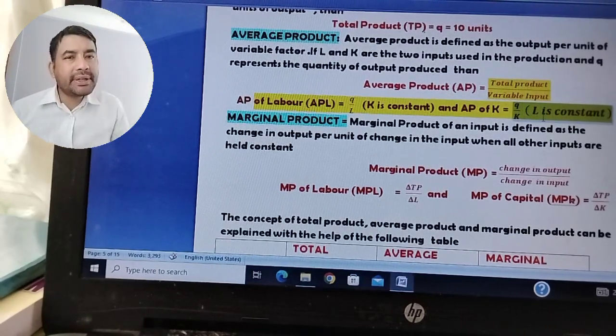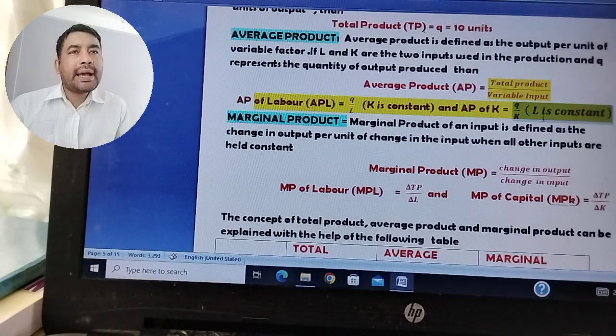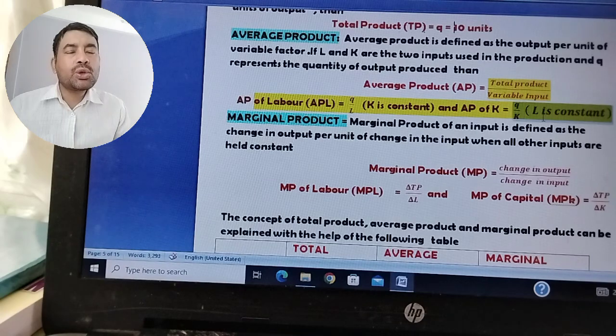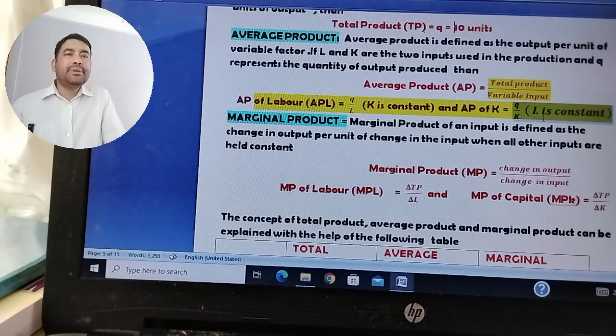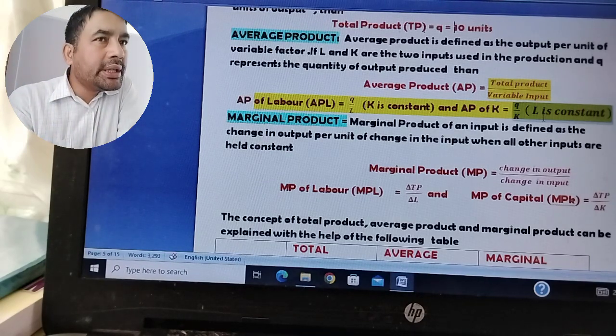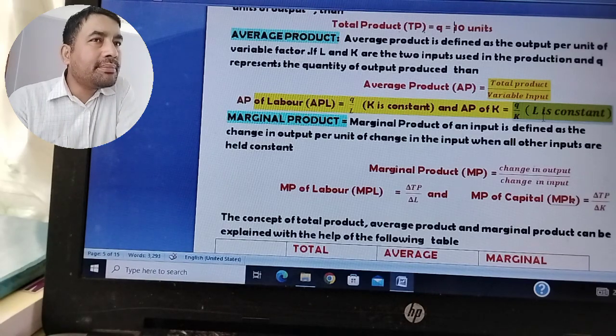So average product of labor is output per unit of labor, and average product of capital means total output per unit of capital. So if the total output is divided by the number of variable units, it is known as the average product.